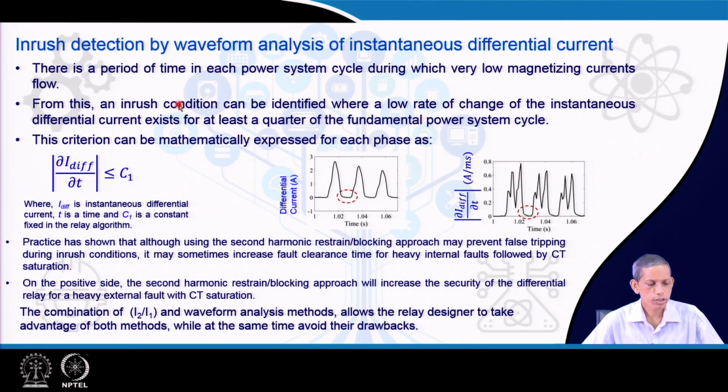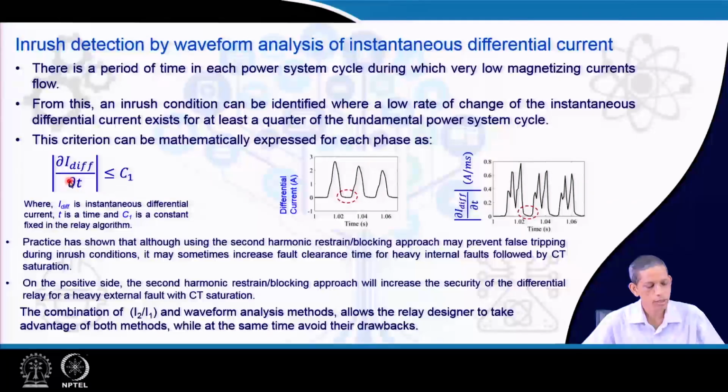There is another scheme, a pretty old method in numerical relays: inrush detection by waveform analysis. We know the nature of the wave is like this, and as already mentioned from the beginning, it passes through some patches where the current is substantially small. If you take the derivative of this differential current, the derivative also becomes substantially low. Different principles like this are available in different numerical relays.